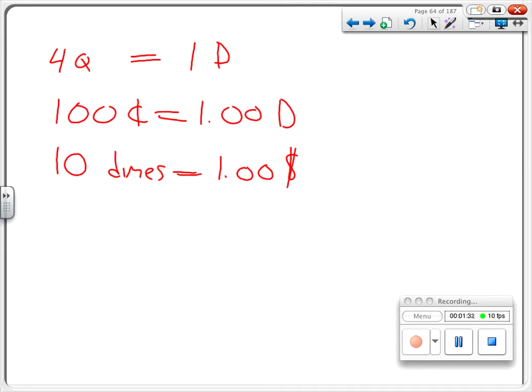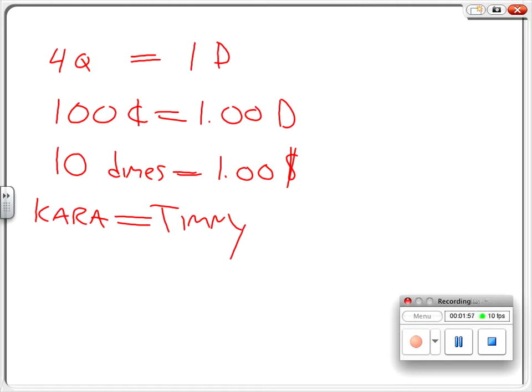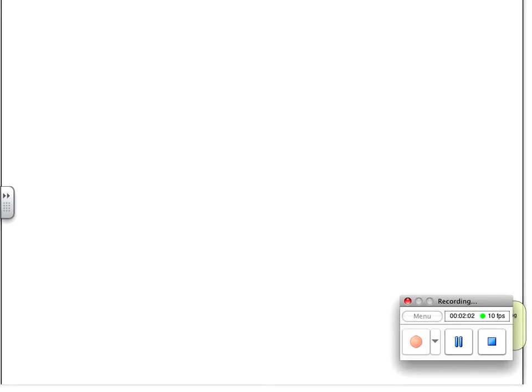Now, just because there's an equal sign doesn't make it true. I can't say that Kara equals Timmy, because it's not true. But the point is, if it's agreed upon that this is true, then it becomes an equality statement, and we can use it later in chemistry. So, let's move on. I'm going to try to clear the screen. Now, we can use equality statements to create what we call conversion factors.